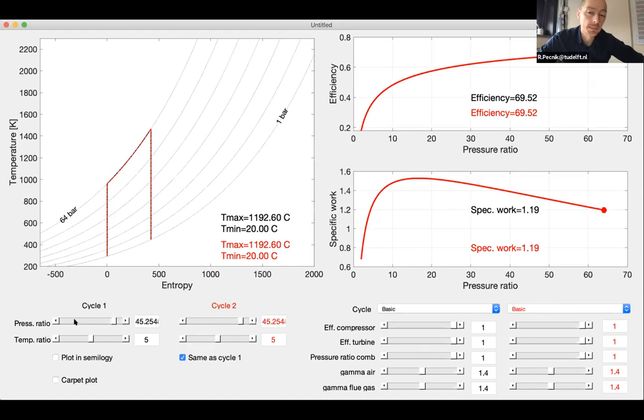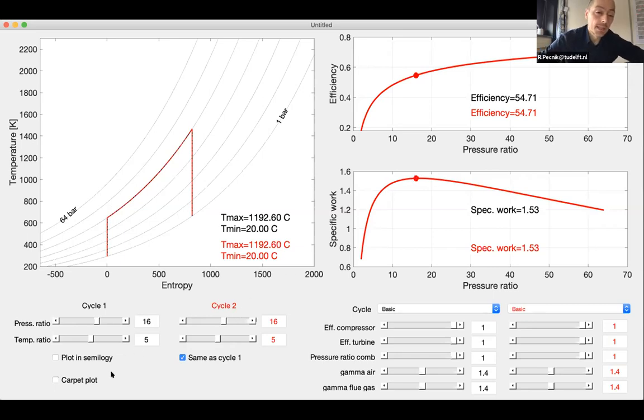And I can check, look, let me go and decrease the pressure ratio. You can see that this point here goes towards the left side. And I can actually check what is the pressure ratio that gives me approximately maximum specific work. This is the pressure ratio when the temperature at the outlet of the compressor here is the same as the outlet of the turbine here. When these two temperatures are the same, you have maximum work.